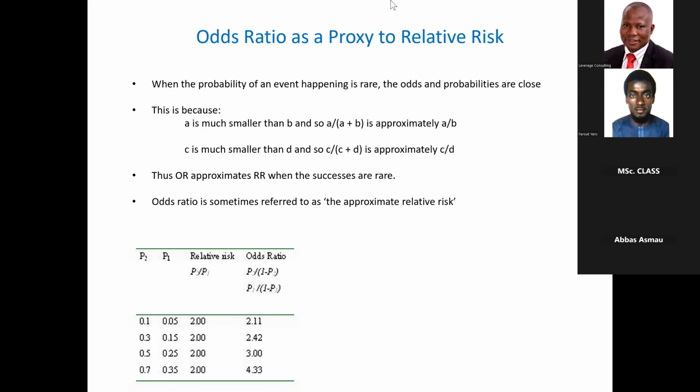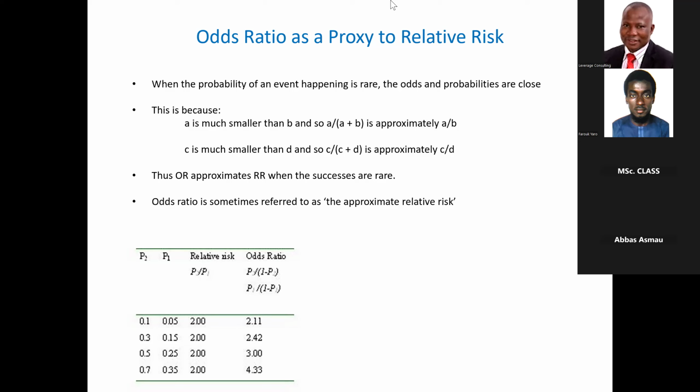But as the burden of disease increases, the risk of disease increases. You see that if you calculate the odds ratio instead of the relative risk, the value you get is far from what you're interested in, which is the 2. Because the burden of disease is very high, something that is 2 will give you 4.33. Can you see now?